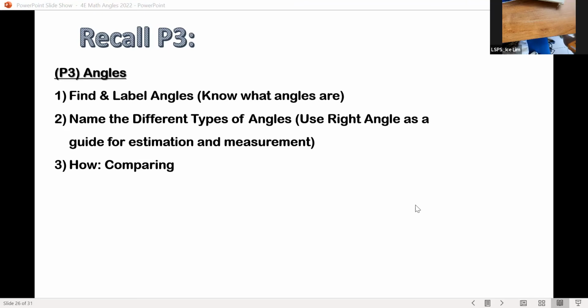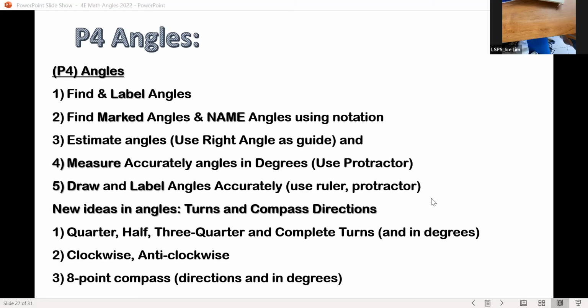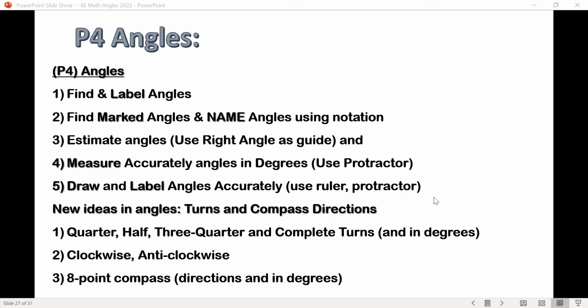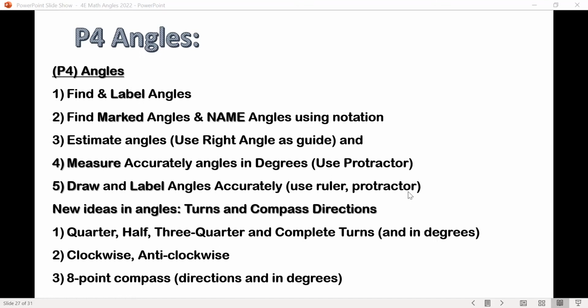Let's take a look at what we need to do at primary 4. All of this at primary 3 you still need to know and must still be able to do. Primary 4, what does it look like now? A lot more points. Like previously we said with fractions, there was a lot more: improper fractions, mixed numbers, fraction of a set, a lot of new things. So with angles, previously primary 3 angles looked like this. Now primary 4, apart from finding and labeling angles, the different types of angles and comparing, we need to take our skills up a level.